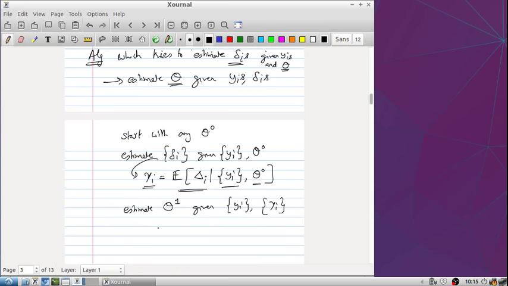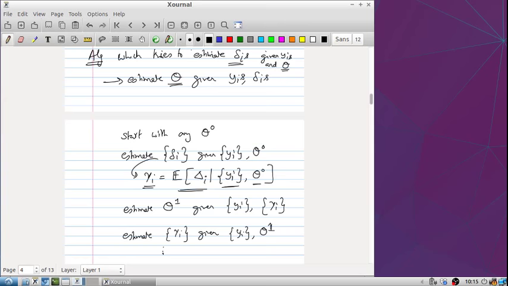So I'm going to estimate theta 1. And then I'm going to again estimate, let me call it just gamma i's given yi, comma theta 1, and keep continuing. So what I'm saying is I had this deadlock.